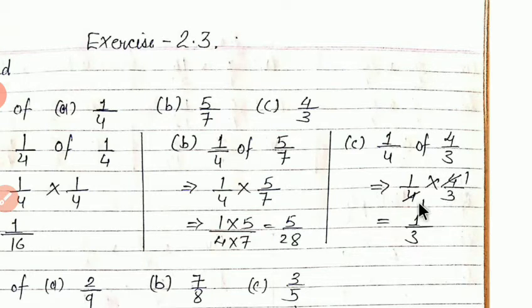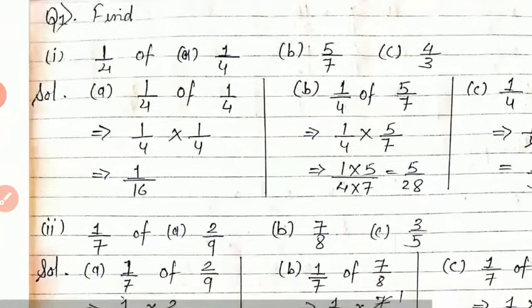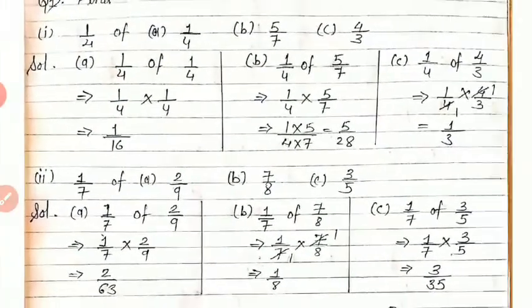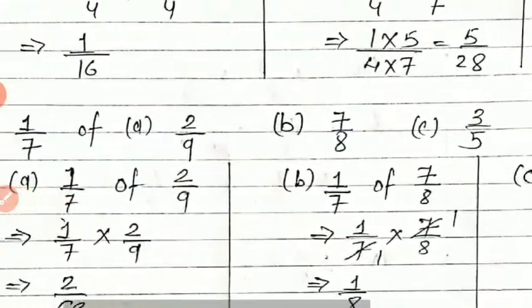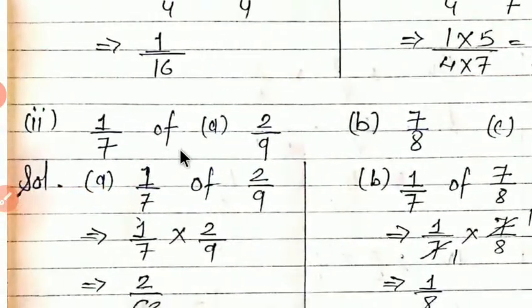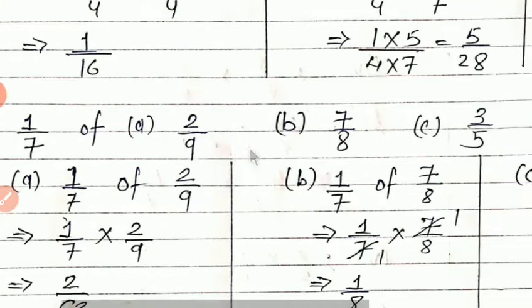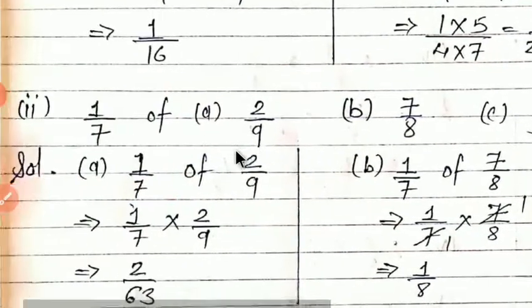We can cut 4 ones are 4 and 4 ones are 4. So remaining are 1 ones are 1 and 1 threes are 3. You have to find individually, separately, one by one. Then same question number 2: 1/7 of 2/9, then 7/8 and 3/5.